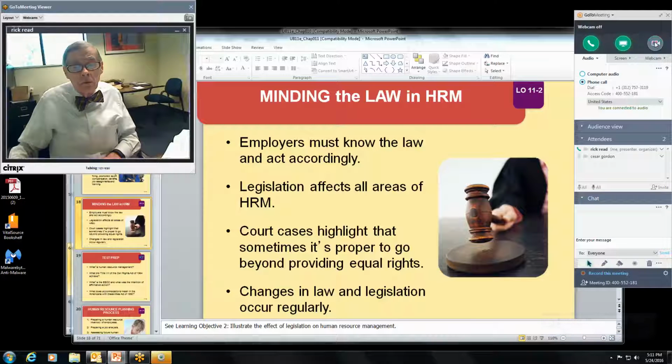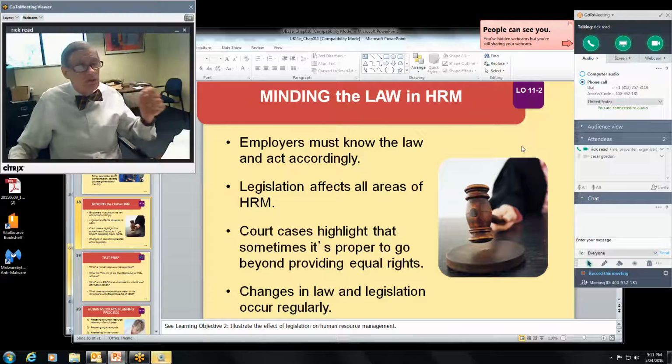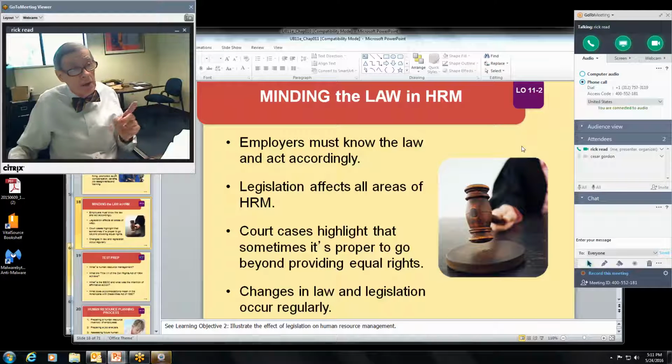So we have to know what the law is, what it says, and stay abreast of that because the laws constantly change. And the laws constantly change for two reasons. Number one, the Congress might itself change the law, or the Supreme Court or another level of federal court interprets the law a certain way, and it affects certain people.